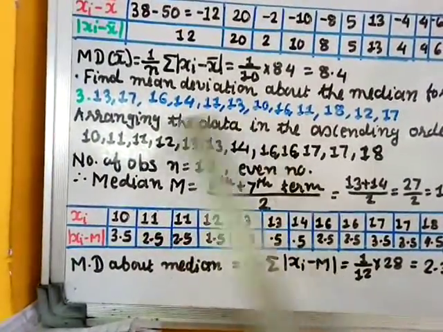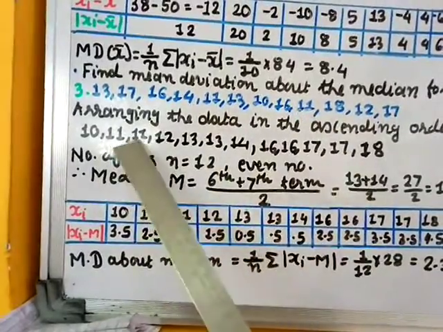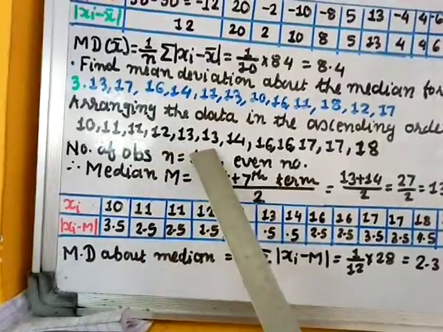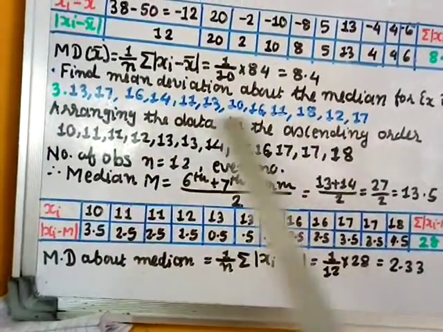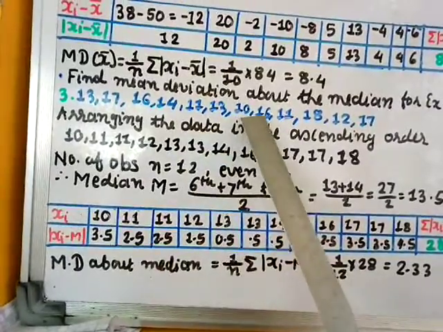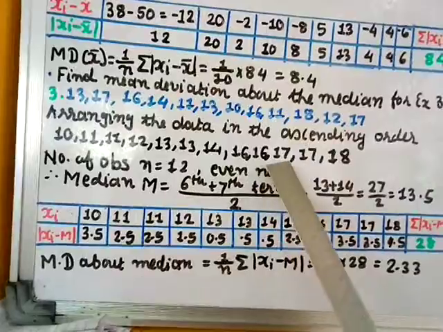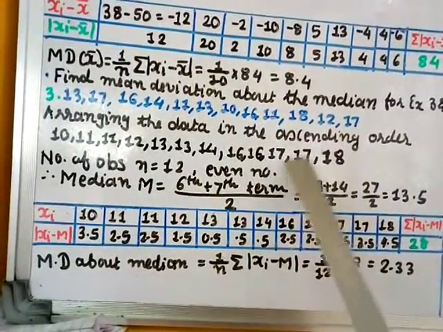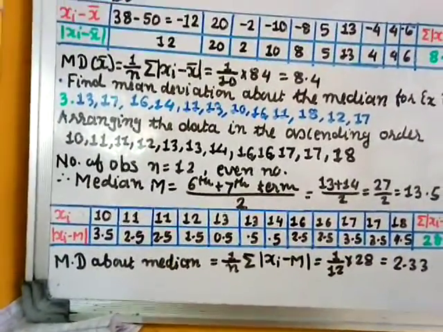So I write here 10, then 11, 11 twice is there, so write 11, 11. Then 12, 13, 13 also 2 times, so 13, 13. If it is 2 times, write 2 times; 3 times, write 3 times. Then 14 is also there, so write 14. 16 is there twice, so 16, 16. 17, there are 2 times, so 17, 17, and 18, right? So this is the ascending order of the given data.